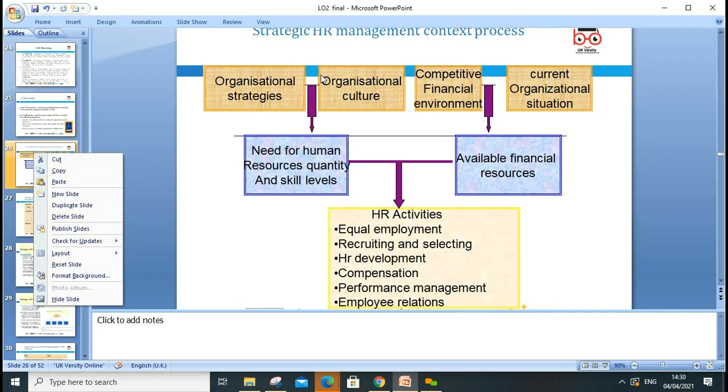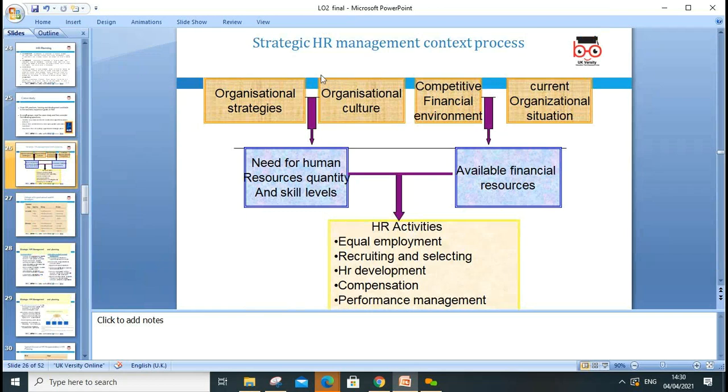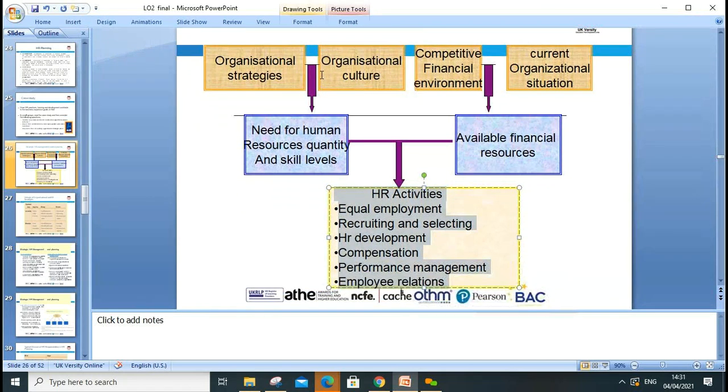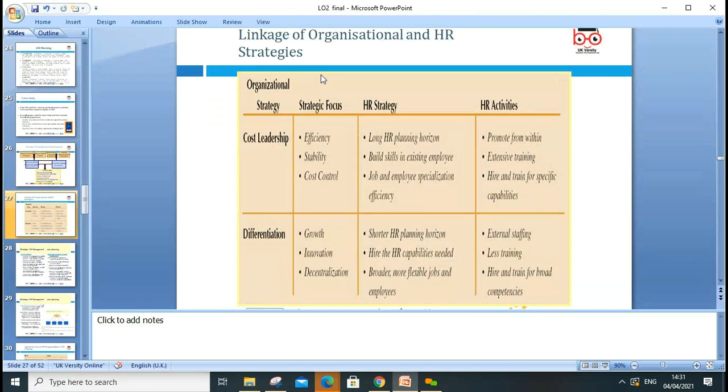Okay, next we have the organization strategies, organization culture, competitive and financial environment, current organization situation, the organization's needed quantity and skill, available financial resources, and HR activities. All of these we need to focus on in HR planning. According to Michael Porter, one of the great scholars, there are four types of competitive strategy.